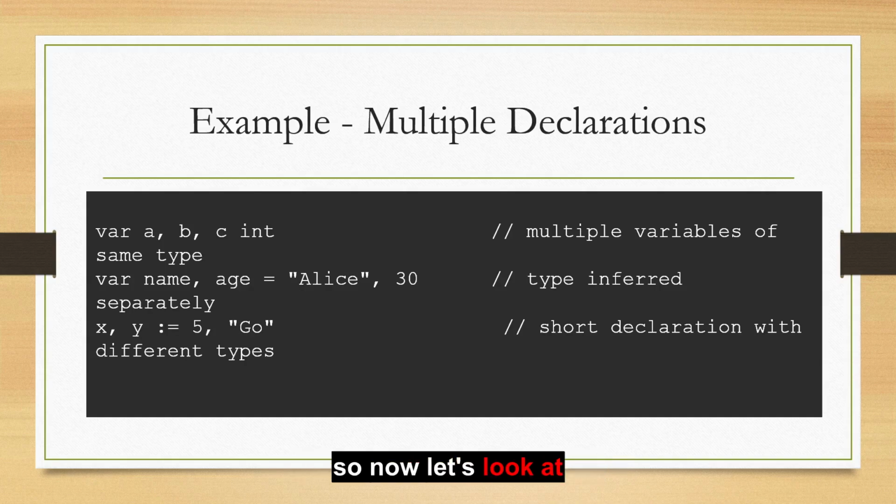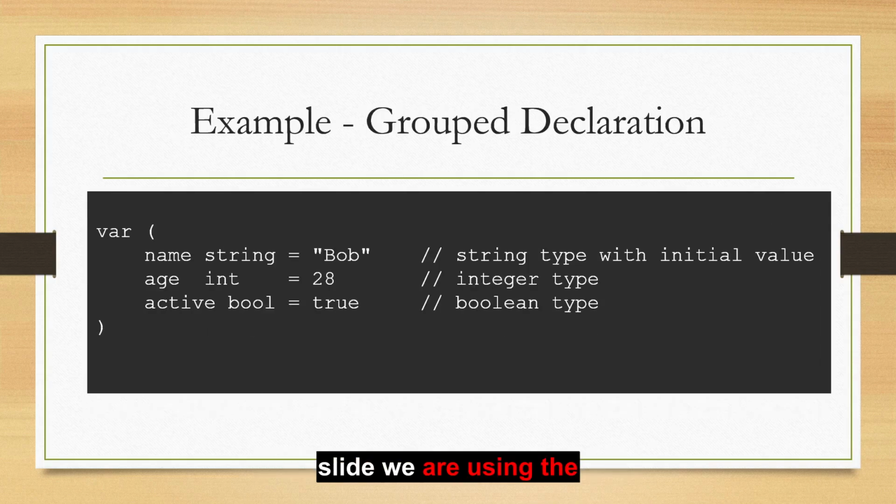All right, so now let's look at the group declaration in Go. So here's what's happening on this slide. We are using the var keyword to declare multiple variables together inside a pair of brackets.